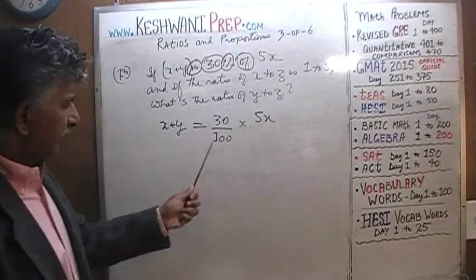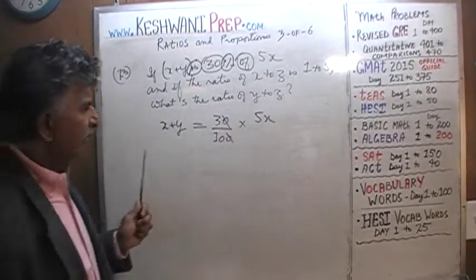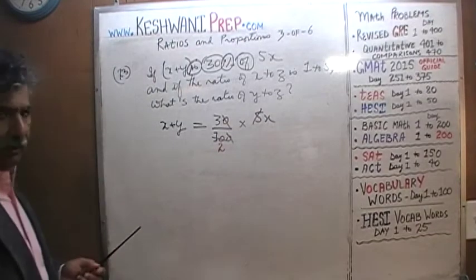Divide top and bottom by 10. If you divide top and bottom by 10, the zeros are going to drop out. And then divide top and bottom by 5. 5 is going to drop out and 10 is going to become 2. And now, let's cross multiply.